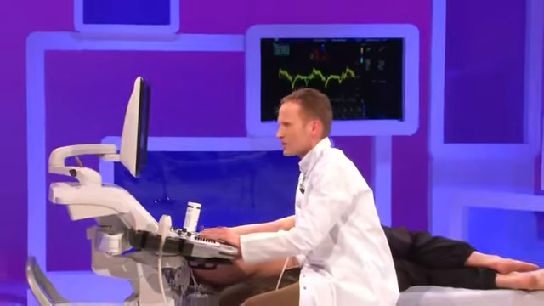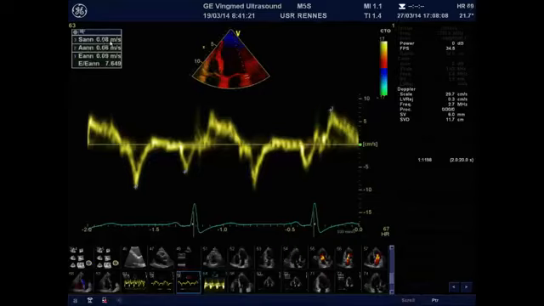The normal value is about 9 to 10 centimeters per second, and in that case, we have a value of 8 centimeters per second, which demonstrates that the patient has a mild decrease in LV systolic function.